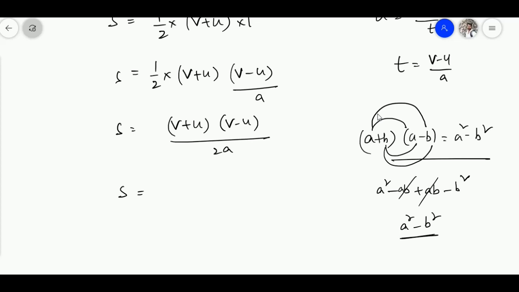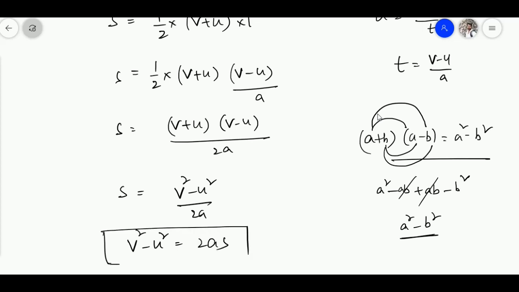In the same way, but here we have the variables v and u. Simple. So finally it will be v square minus u square by 2a. Using basic math, 2a will go to the left side of the equal sign and becomes multiplication, multiplied with s, giving 2as. Done with the third equation, right?